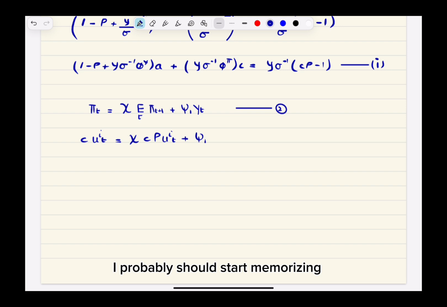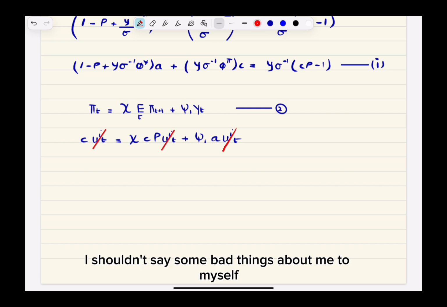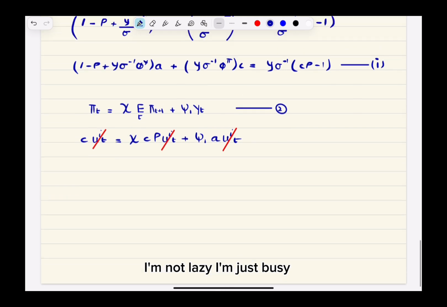I probably should start memorizing what these symbols are, but I'm just so lazy. Or maybe I'm not lazy. I shouldn't say bad things about myself to myself. I'm not lazy, I'm just busy.